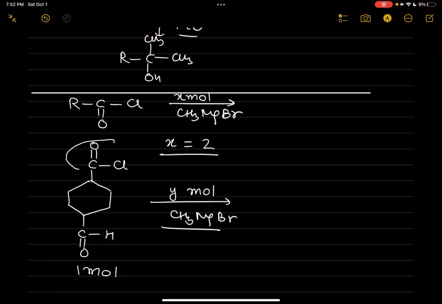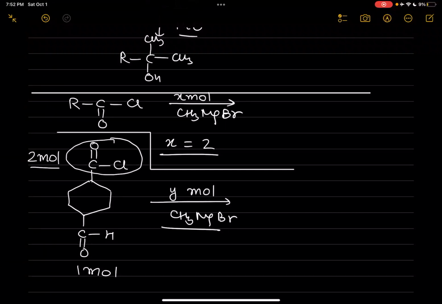Memuna, would you like to add your answer? 2 moles for this, right? Yes, sir. Okay, why 2 moles? Because one Cl will come out, and for another, this alkyl group is going to come in and join.